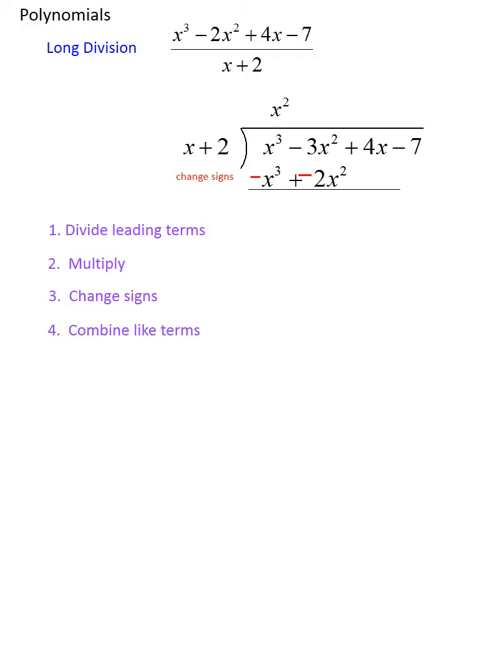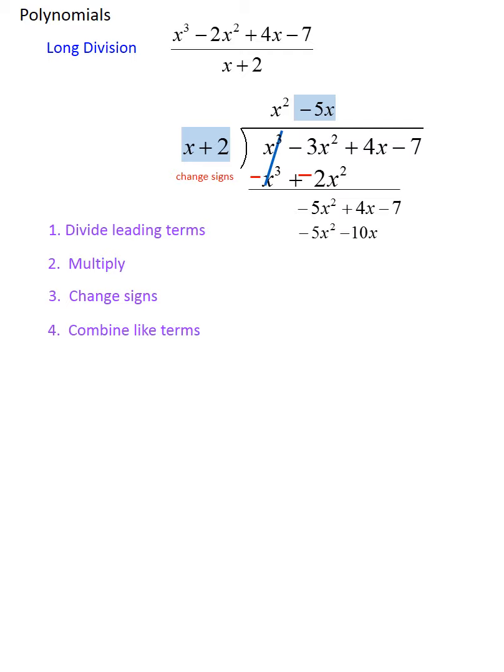Here's the result, and here's what happened. The x cubes canceled because they were opposites. And furthermore, these two terms were both x squared, and they combined together to make the minus 5x squared. The other terms, the 4x and the minus 7, carried down since they had no like pairings to combine with. And back to step 1. Step 1, we ask ourselves, notice the colored boxes, what times x equals negative 5x squared? The only way that can happen is if I put a negative 5x in that box.